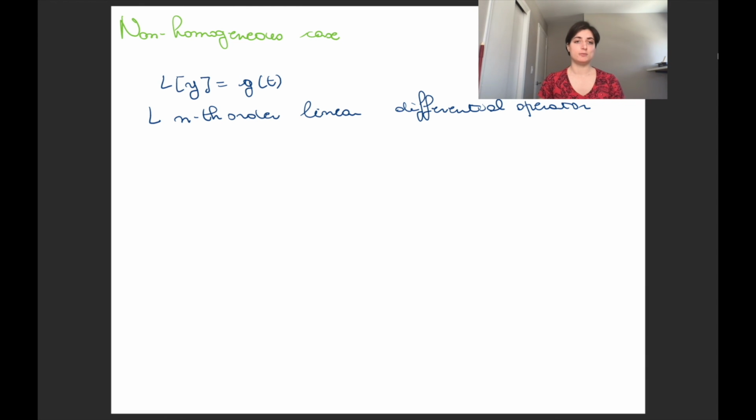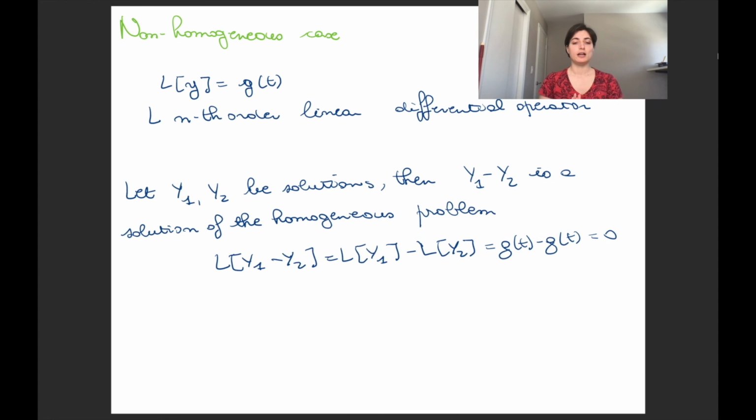What happens in the non-homogeneous case? In this case, we have a right-hand side that is g depending on t, where L is the n-order linear differential operator we introduced earlier. It works in a similar way as how it worked in 2 dimensions. If we have 2 solutions of the non-homogeneous ODE, then their difference is a solution of the homogeneous problem. And we can prove that by linearity of the differential operator. So the differential operator applied to y1 minus y2 is equal to the differential operator applied to y1 minus the differential operator applied to y2. That is g of t minus g of t, that is equal to 0.